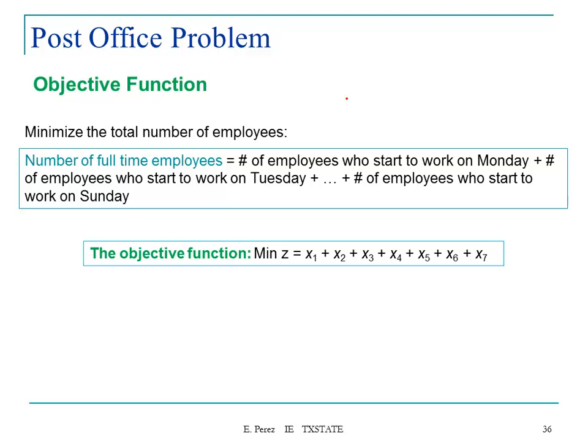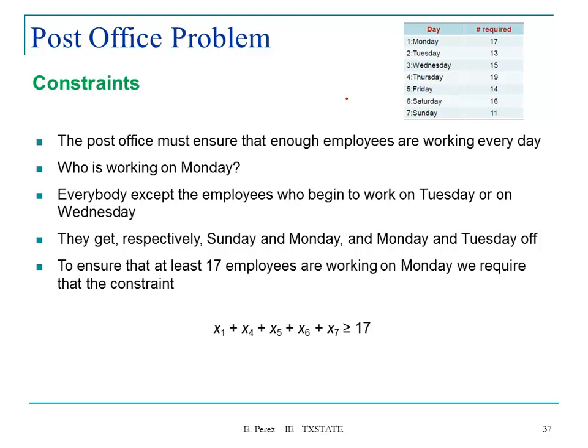Okay. So what will be the next thing to do? Formulate your constraints. So the post office must ensure that enough employees are working every day. So you need to answer who's working every day. Everybody except the employees who start working on Tuesday or Wednesday will be working on Monday. So those that started working on Tuesday and Wednesday will not be available on Monday because they're going to be free that day. They get respectively Sunday and Monday, and Monday and Tuesday off.